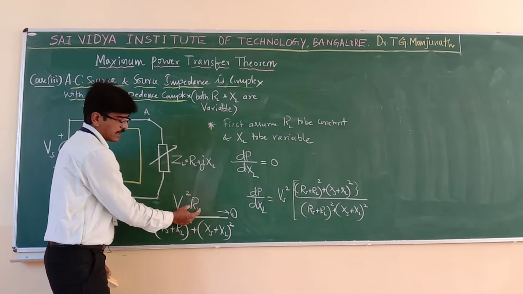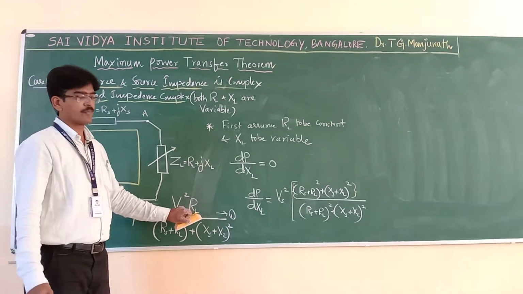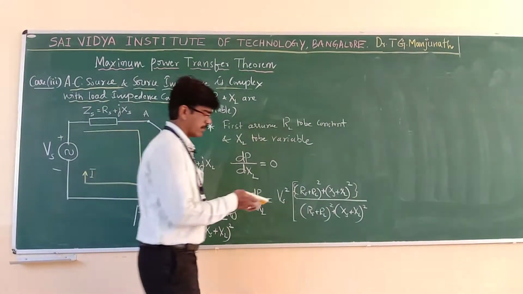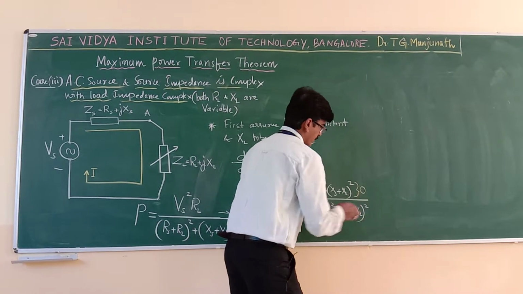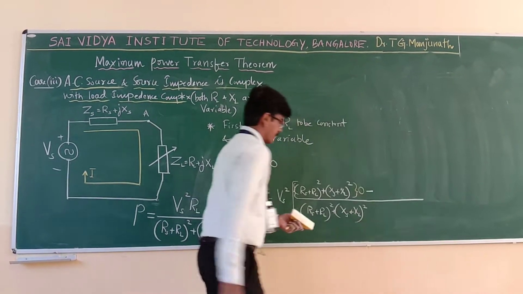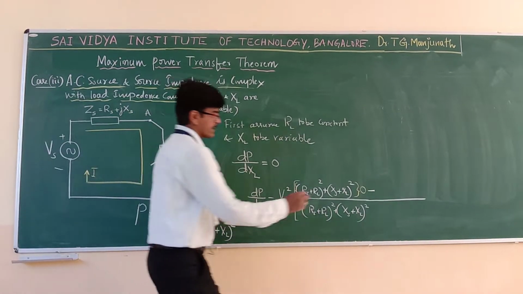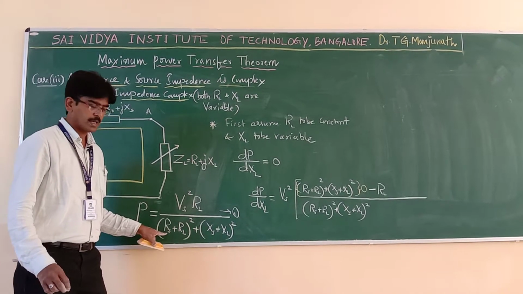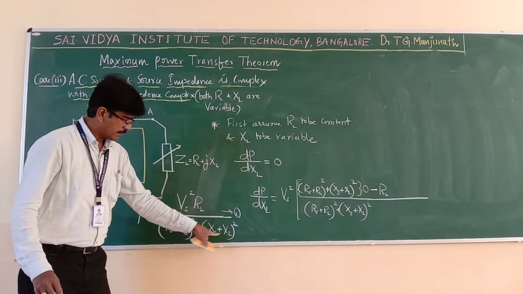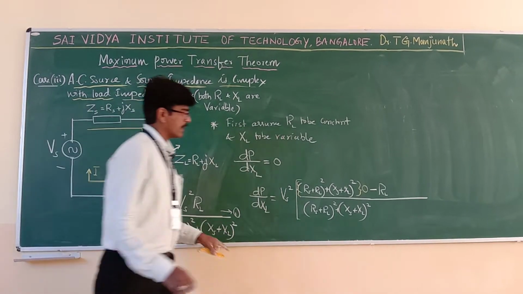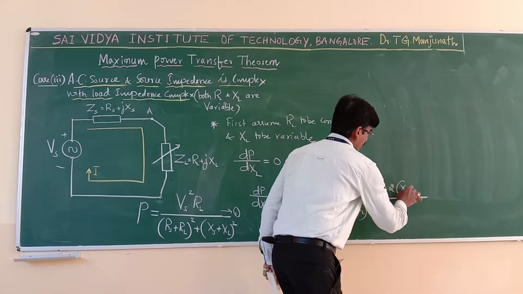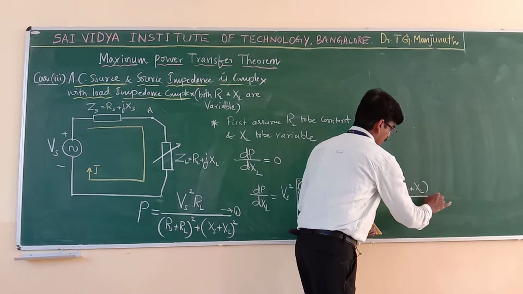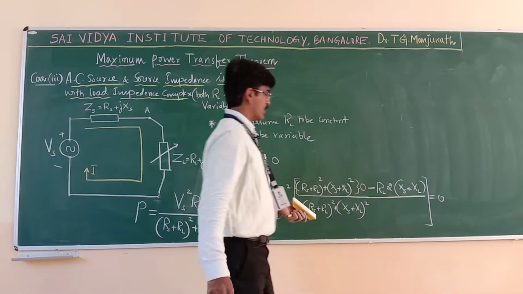Now, differentiation of numerator. What is the differentiation of numerator? Since you are differentiating with respect to XL, the differentiation of RL becomes 0 because no XL term. 0 minus, keep the numerator as it is. Then differentiation of denominator. What is the differentiation of denominator? First term is 0. This becomes 2 times (XS plus XL). Okay. This is what is equal to 0.